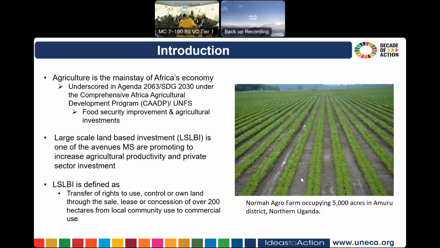So the context is that both the SDGs and Agenda 2063, the AU Agenda 2063, identify food insecurity as a real challenge. And we have a lot of commitments on the continent around issues of agriculture, including the Comprehensive Africa Agricultural Development Program or the more recent Malabo in 2014, and we also have the UN Food Systems Summit last year. So we have commitments to promote food systems towards those two agendas.